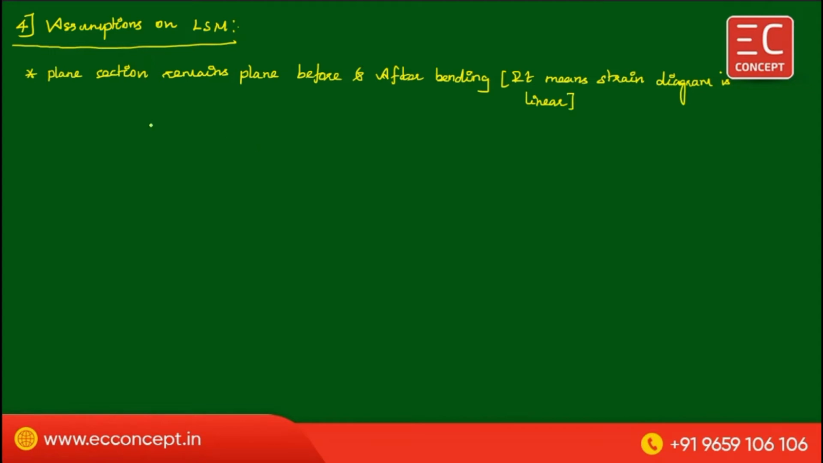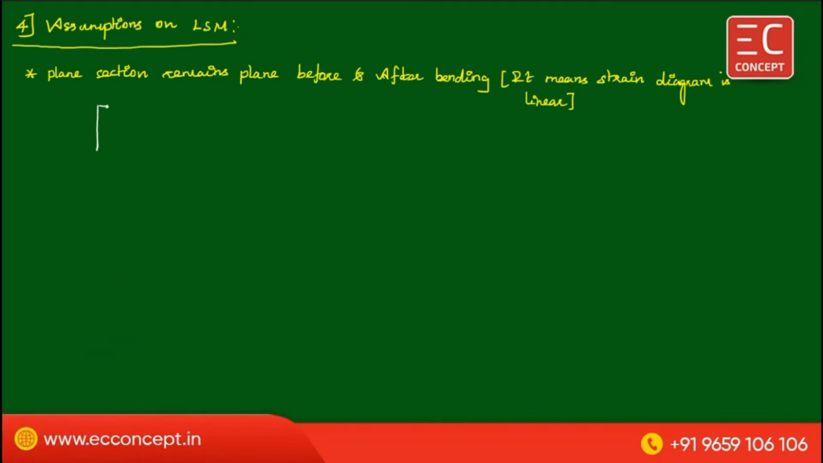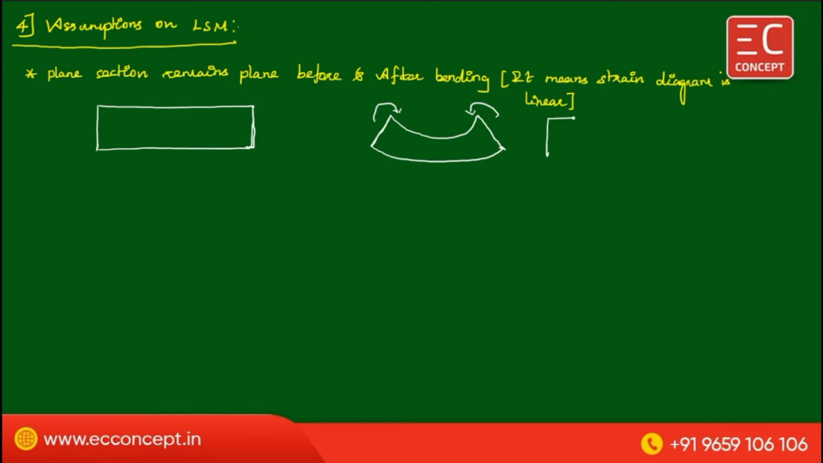So initially there was a cross section. Before bending, the cross section is straight, and after bending, the cross section is again straight. That is, a plane section remains plane before and after bending. The cross section is the same. It's straight, and the strain distribution diagram is linear. Why is the cross section plane? Because the strain diagram is linear. This is the first important assumption.